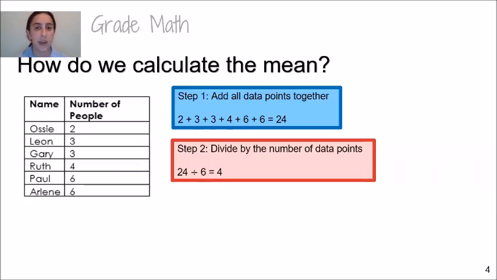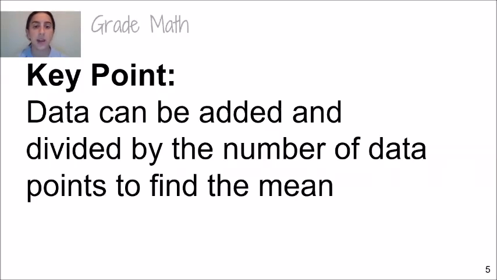That's how we'll calculate the mean anytime we are trying to find the mean. And as we know, mean and average are the same. That brings us to our key point for today. Data can be added and divided by the number of data points to find the mean.